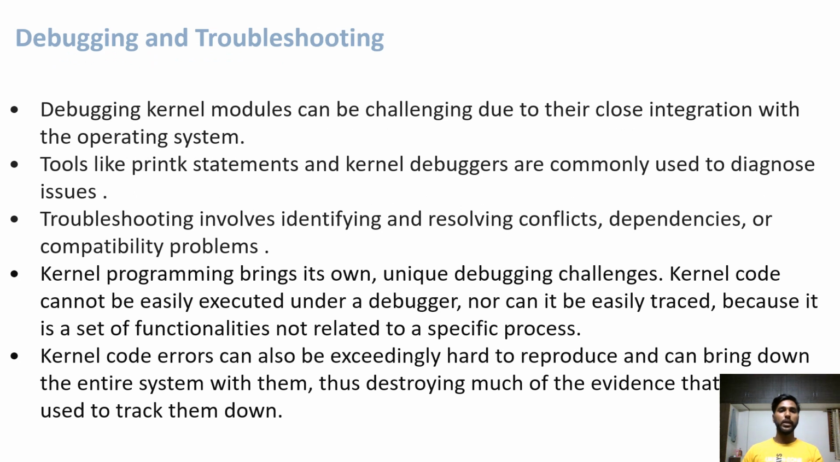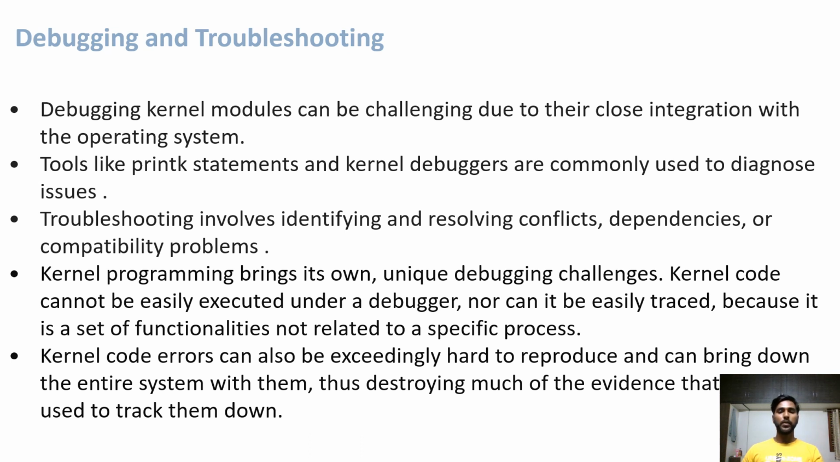Now we'll see about debugging and troubleshooting in kernel modules. Debugging kernel modules can be challenging due to their close integration with the operating system. Tools like print statements and kernel debuggers are commonly used to diagnose the issues in the kernel modules of the operating system. Troubleshooting involves identifying and resolving conflicts, dependencies, or compatibility problems.